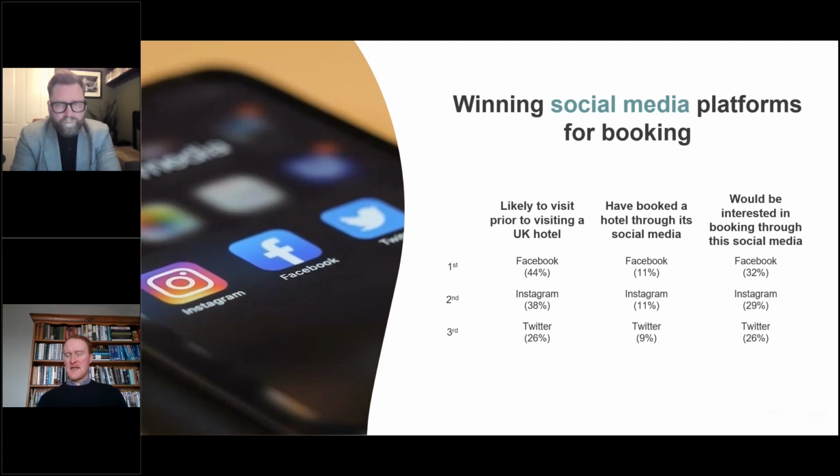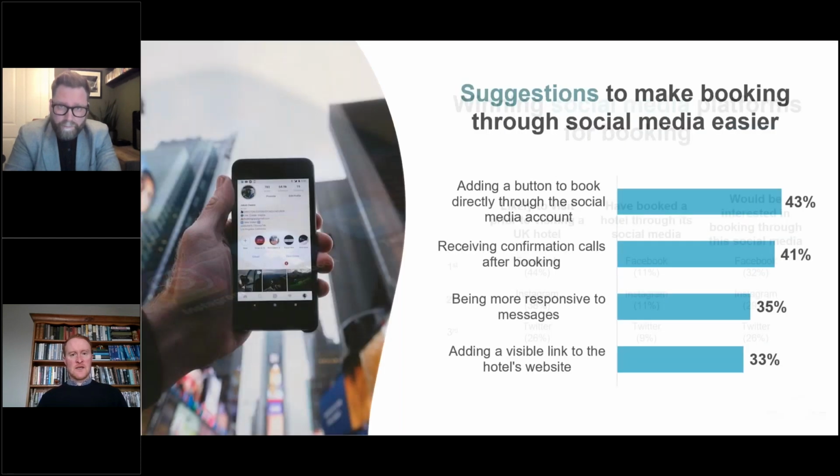But actually on the right, there is quite an interest in using that channel. So 32% of consumers would be interested in booking through Facebook, 29% would be interested in booking via Instagram. So definitely a latent opportunity, I think, for hotels to capitalize on that desire to use social media for bookings as well as just for research.